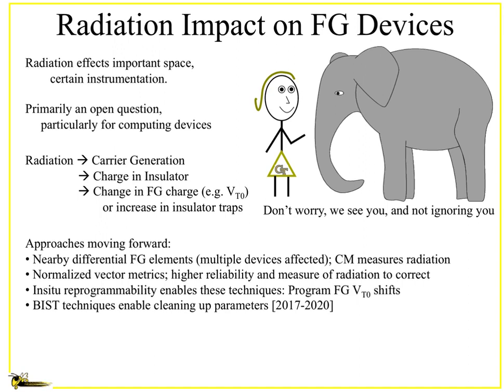And we know that the radiation effects are important in certain cases and not others, particularly if you go into cryo areas of space and certain instrumentation for certain experimental measurements, it becomes very important. And to be fair, this is still somewhat of an open question, particularly when you start talking about these analog computing devices. Now, at a very simple level, radiation gives you carrier generation that tends to give you charge in an insulator, and that can either cause traps to occur in the insulator, or you can get charge stuck in a floating gate.